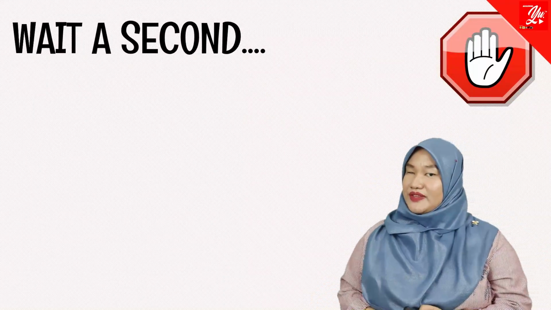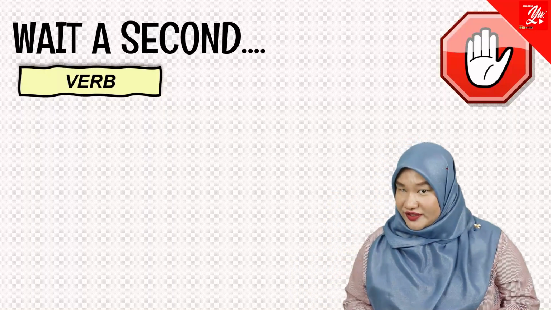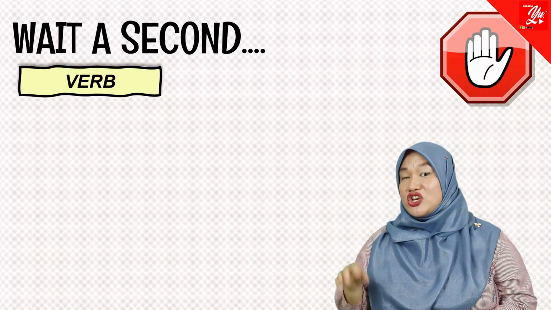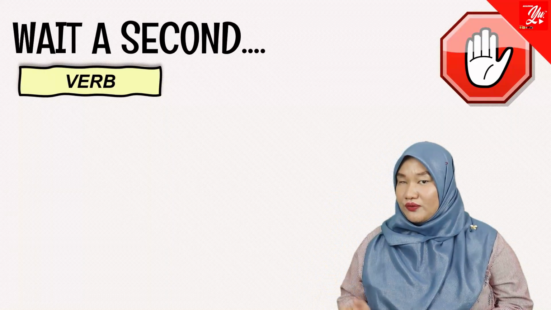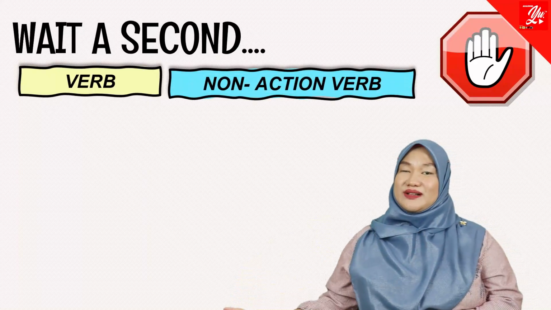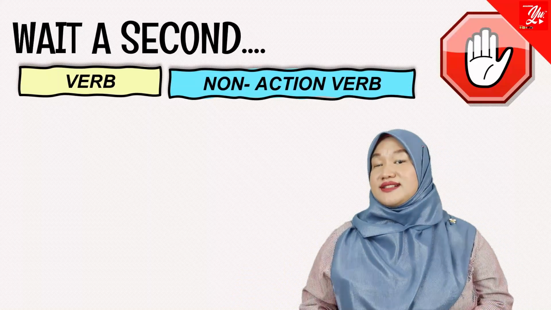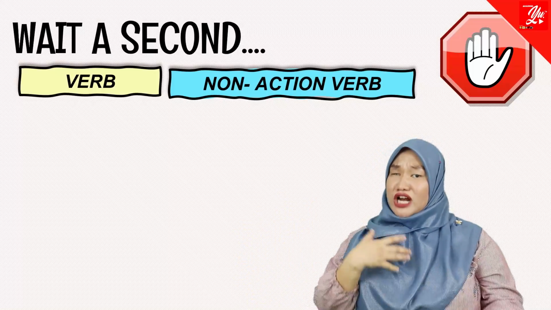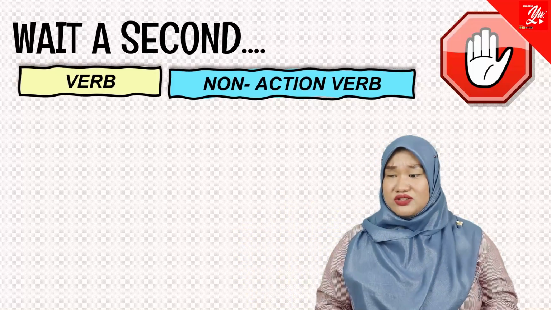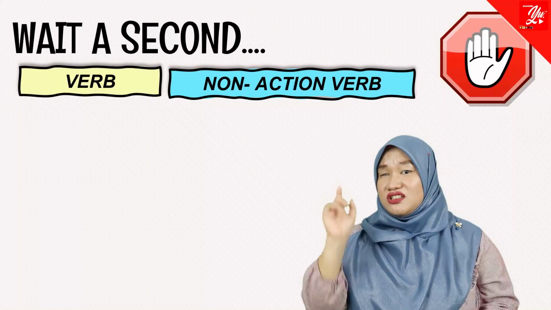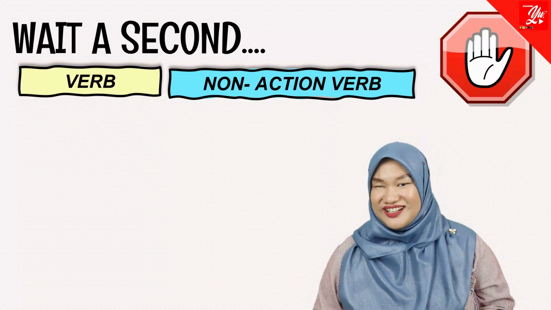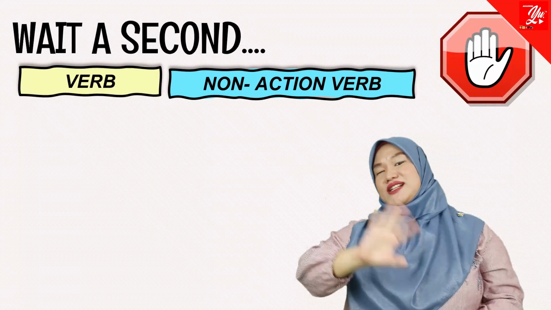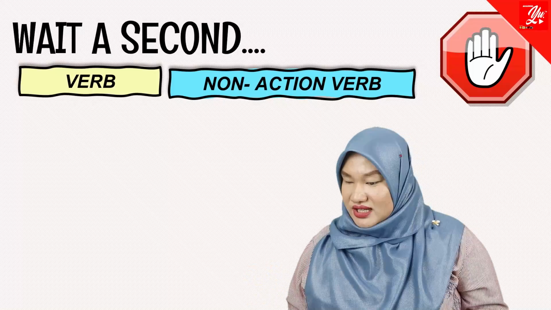But wait a second. There is also another type of English verb which is known as the non-action verb. This is what I like to tell my students so they can remember it easily. There are action verbs, which are run, jump, eat, things that you can do. And there is also non-action verb. What are they? This is only like a bonus knowledge for you guys. There's no harm in knowing this. Alright.